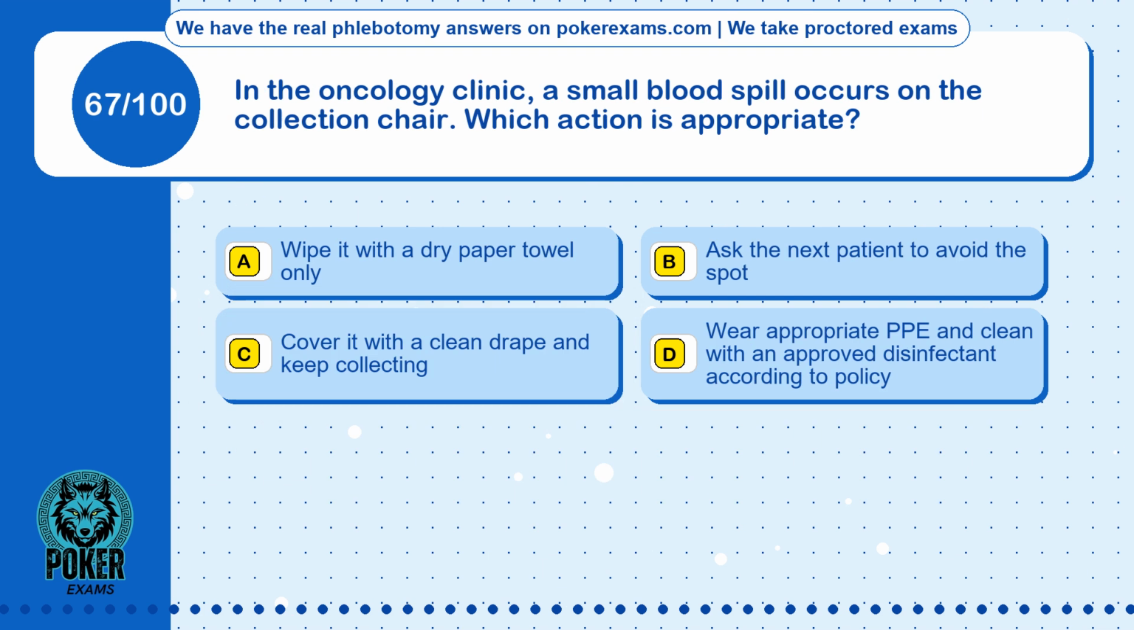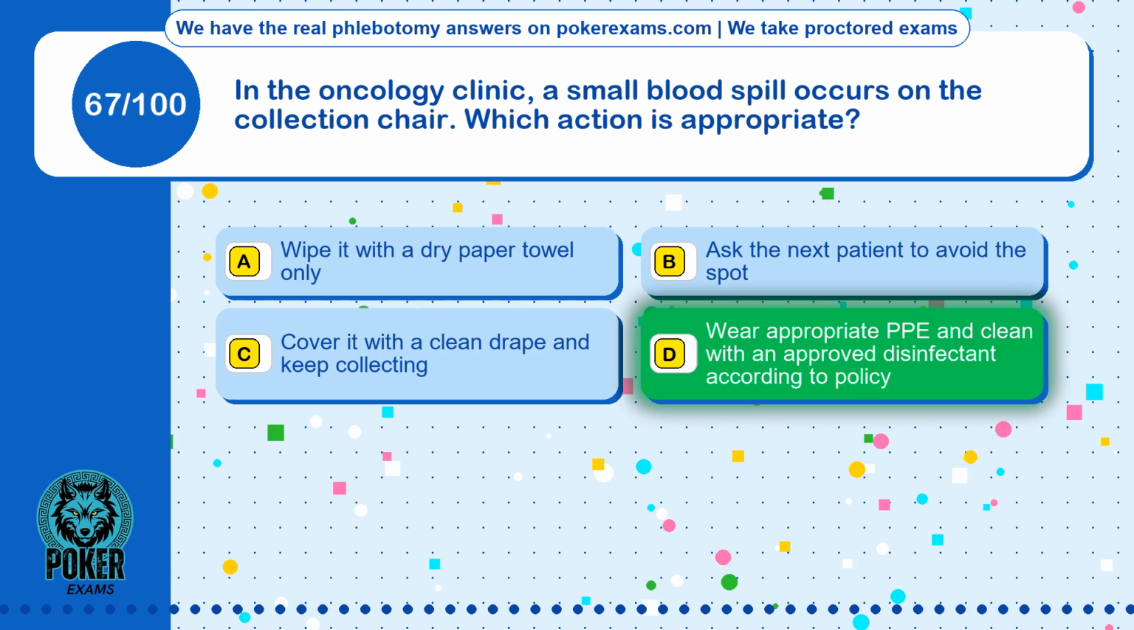Question 67. In the oncology clinic, a small blood spill occurs on the collection chair. Which action is appropriate? Option A, wipe it with a dry paper towel only. Option B, ask the next patient to avoid the spot. Option C, cover it with a clean drape and keep collecting. Option D, wear appropriate PPE and clean with an approved disinfectant according to policy.